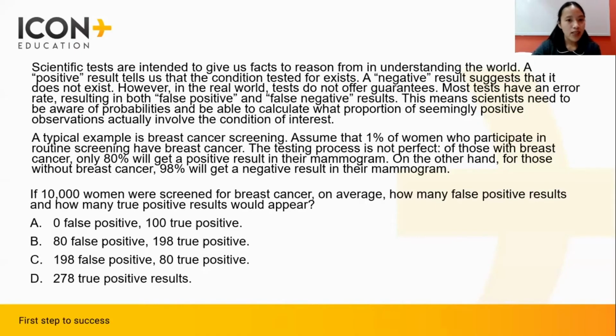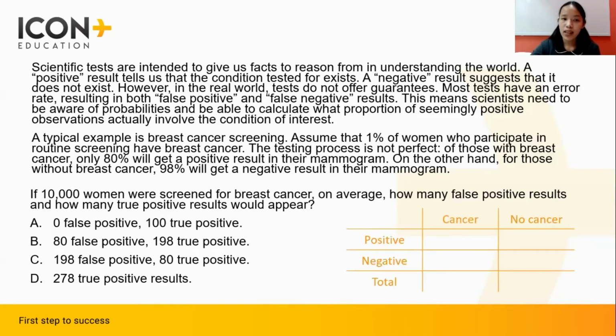For this question, it is important not to get confused by all the numerous percentages. One useful way to organize all of this information is to draw a probability table. Since 10,000 women were tested, and we are assuming that 1% of them have breast cancer, this means that 100 of the women have breast cancer, and the remaining 9,900 do not have cancer. Among the 100 women with breast cancer, we are told that 80%, which means 80 women, will test positive. So the remaining 20 will test negative.